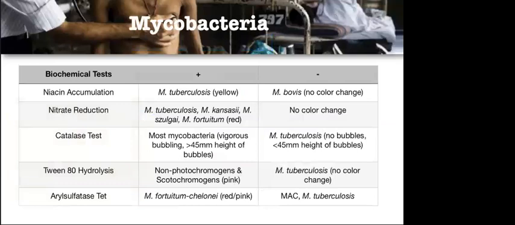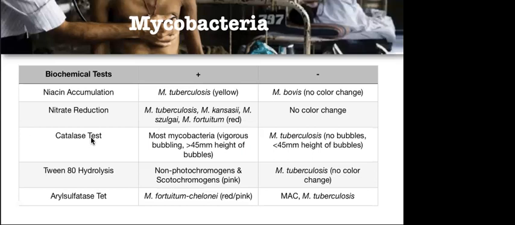And so this again summarizes the biochemical tests for identification of mycobacteria. You have niacin accumulation, positive for M. tuberculosis because it does not have the enzyme to break down niacin, therefore it would accumulate. Bovis is negative. For nitrate reduction, positive for Mycobacterium kansasii, szulgai, and fortuitum.